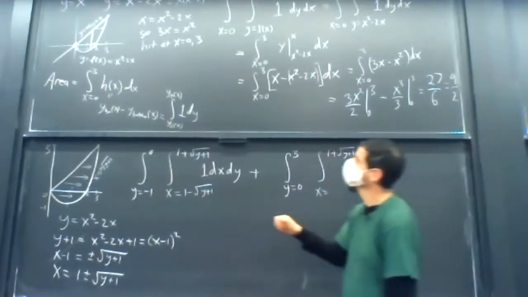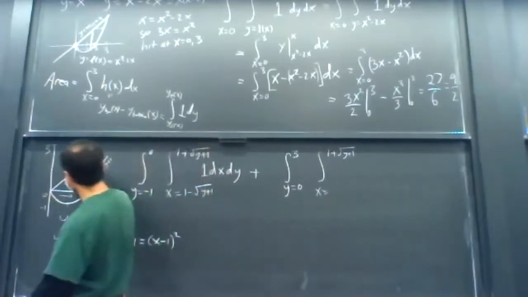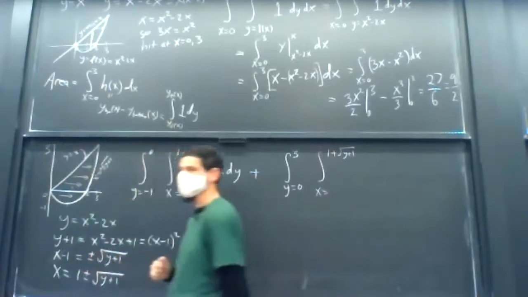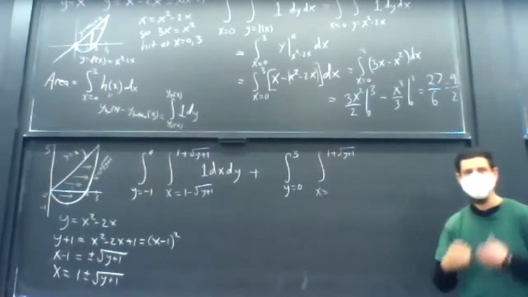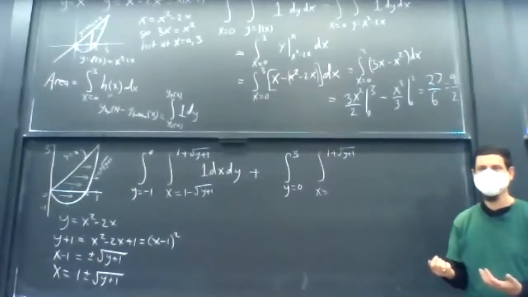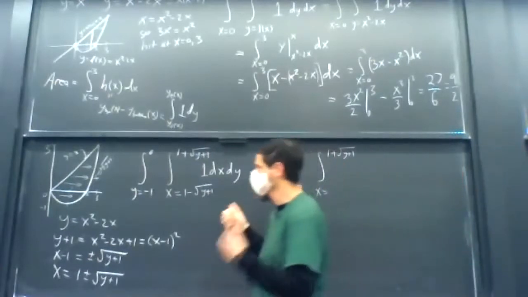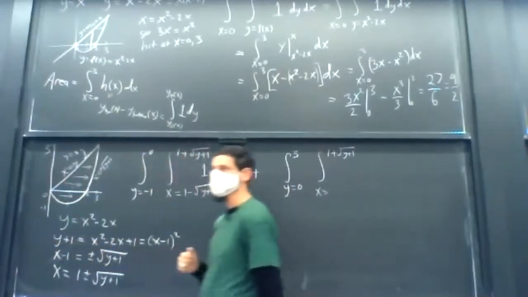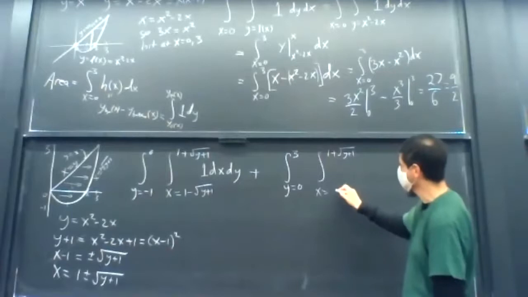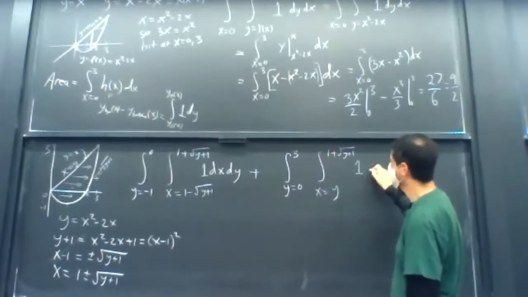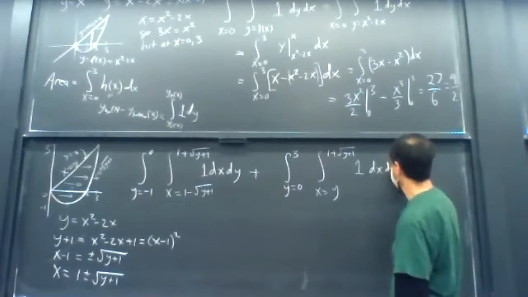Now, I have to take the function y equals x, and I have to rewrite that as x as a function of y. All right, if I tell you y equals x, what would x be as a function of y? Yeah, x would just be y. So that's actually pretty easy to rewrite. So here, the x goes from y to 1 plus the square root of y of 1 dx dy.